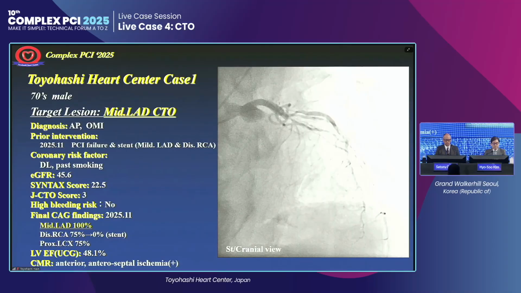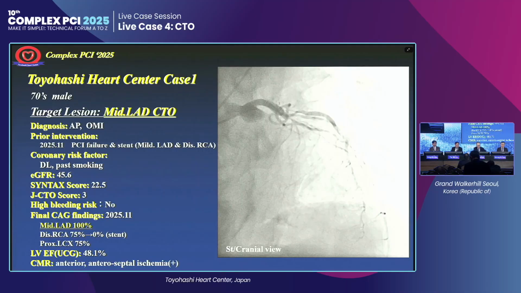Yes, please. This case is a 70-year-old male, and the target is LAD CTO. He came to our hospital about 1 month before with worsening chest pain. The angiogram shows the RCA had a severe stenosis with positive remodeling, and the LAD was CTO. The Syntax score of the LAD CTO was 3, and today's target is the LAD. Ejection fraction is 48.